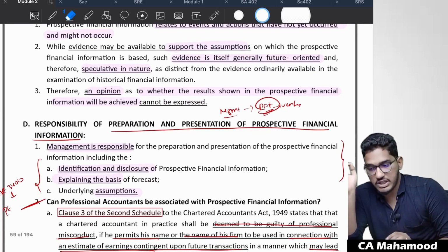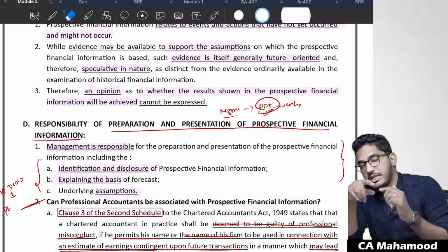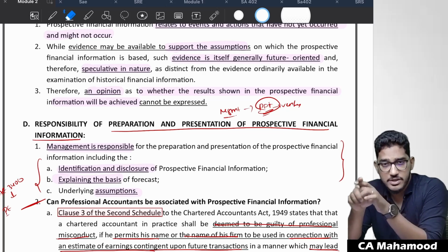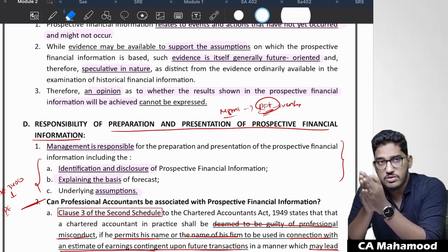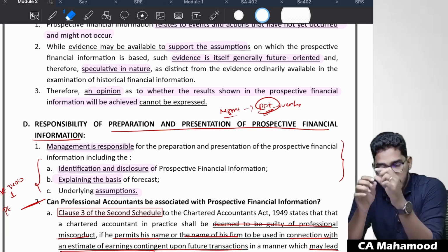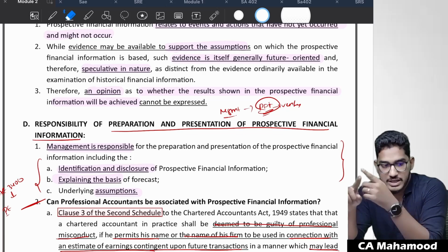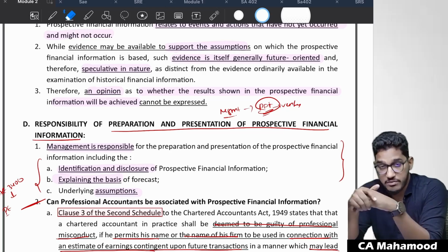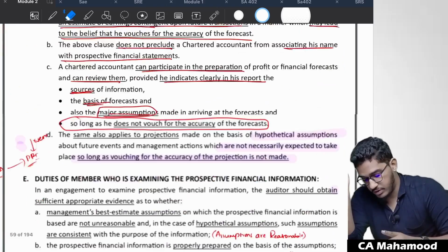Next, whose responsibility is it to prepare prospective financial information? It is completely the responsibility of the management. But here there will be a mismatch with clause 3 of part 1 of the second schedule. No, there is no mismatch. Why? Because clause 3 of part 1 of the second schedule deems a chartered accountant to be guilty of professional misconduct only when he is vouching for the accuracy. But in the assurance engagement, we are not vouching for any accuracy. We are just commenting whether that prospective financial information is presented and disclosed properly or not.